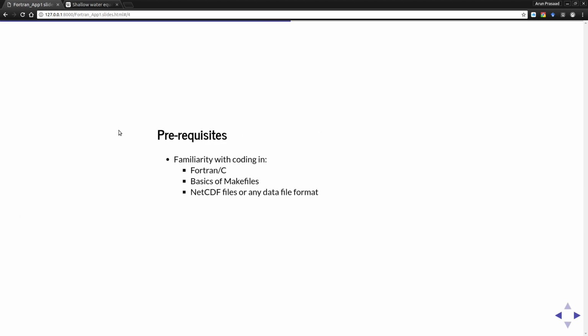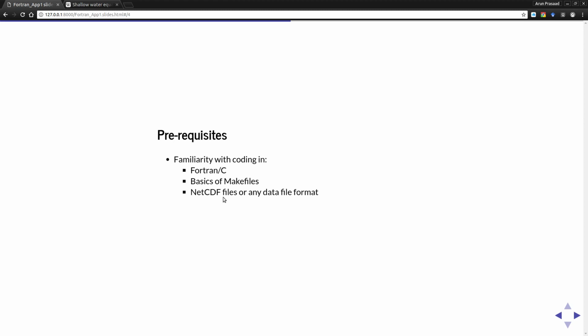The prerequisites you require are some familiarity with Fortran or C. I'm going to write this model in Fortran, but if you know C, you'll be able to reproduce this in C without much of a problem. It's also required for you to know some basics of making Makefiles. If you don't know, I already have a playlist on Fortran and Makefiles. You can have a look at that.